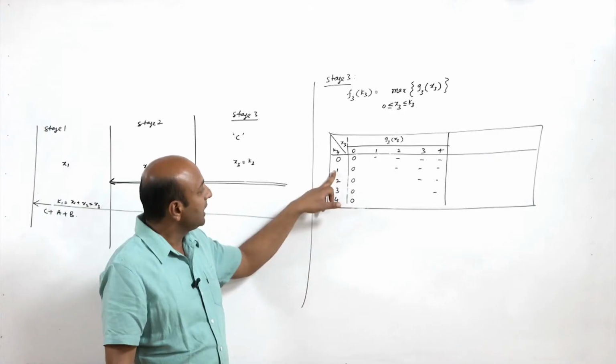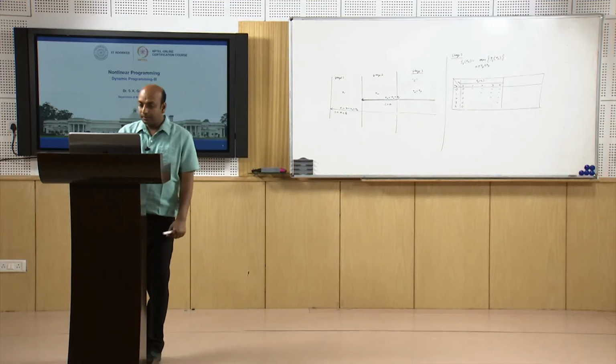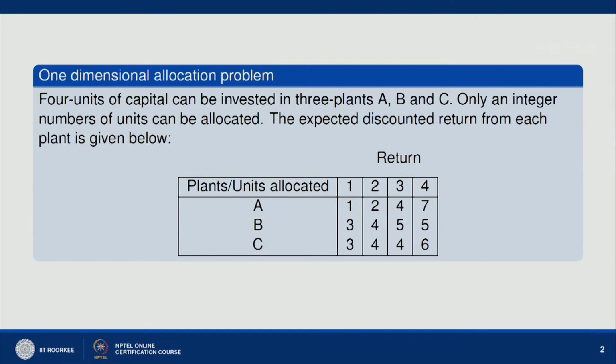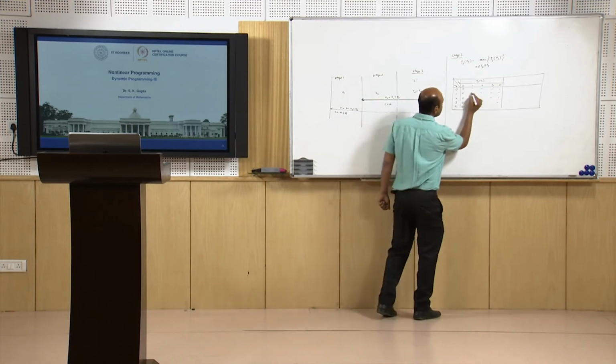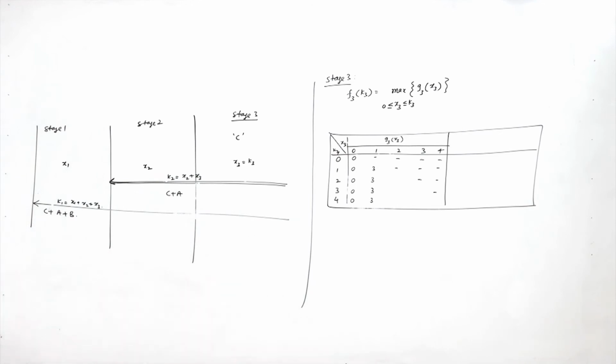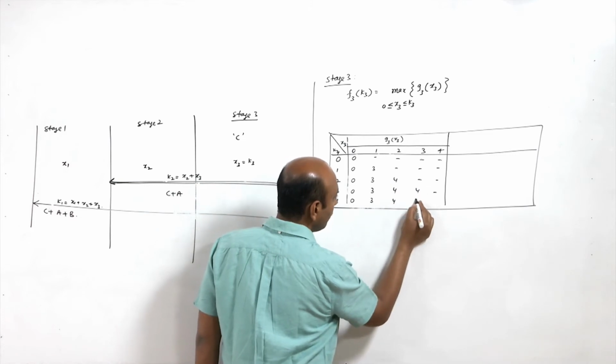Now if X3 is 1, the return can be obtained from the table. You see, X3 is the allocation to plant C, and for plant C, if 1 unit of capital is available, the return is 3 units, so it is 3. Now if 2 units of capital are available for plant C, it is 4, and again 4, and 6, so it is 4, 4, 4, then 4, 4 and 6.